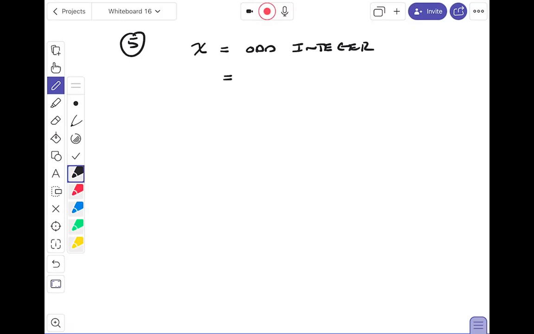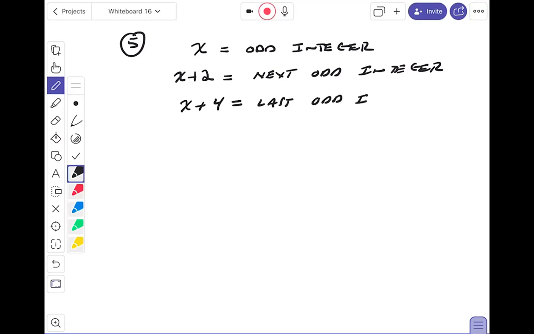Now, if x is an odd integer, the next one would be x plus 2. That's the next odd integer. They say there's 3 of them, though. And what's the third one going to be? Well, I got to go up 2 again. So it's x plus 4. So this is the last odd integer. Now, by the way, I'm not saying they use those names, but I hope you realize we've got 3 integers. They're odd, x being the first, x plus 2 being the second, x plus 4 being the third odd integer.